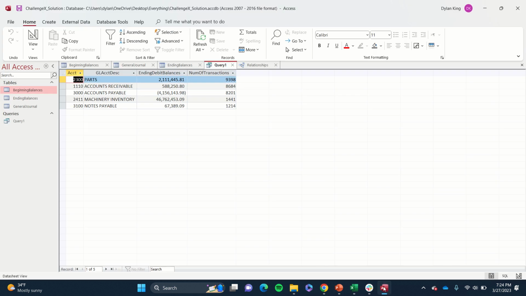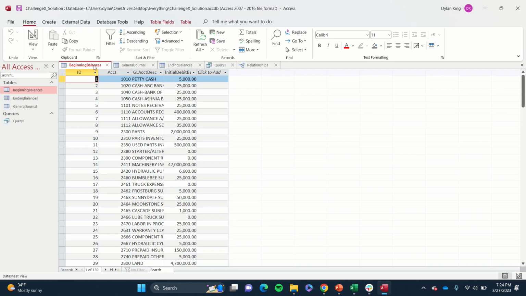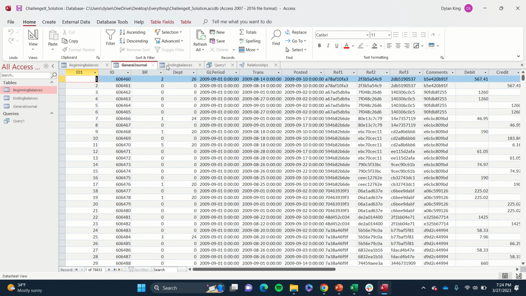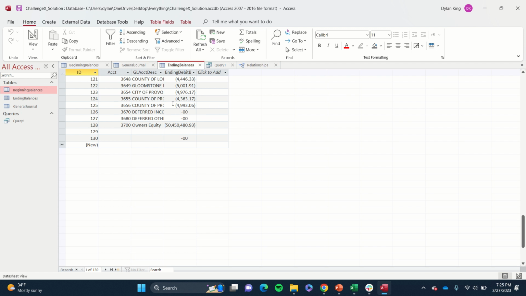Let's do it. So the first thing we need to do in this challenge was import the data into a software that we can practice SQL. Here I use Access, so if you guys see any differences, that is why. But as you can see here, I have all three sheets, the beginning balances, the general journal, and the ending balances imported into my software.